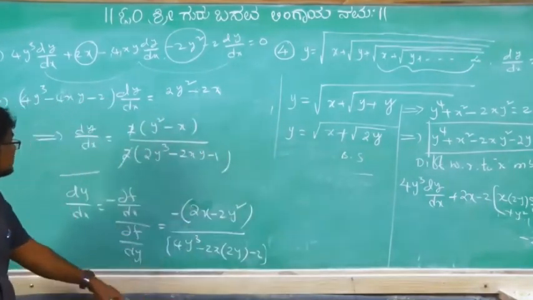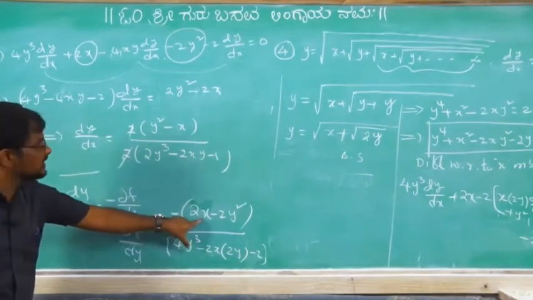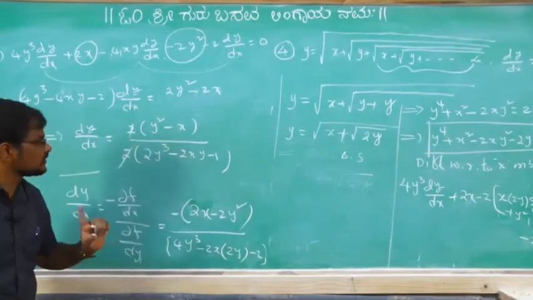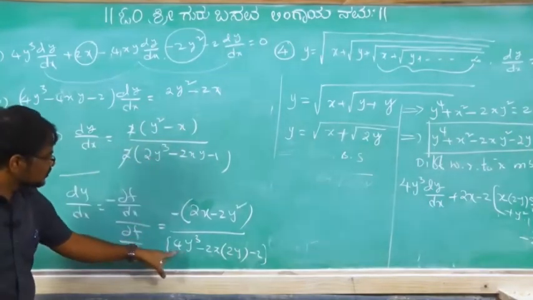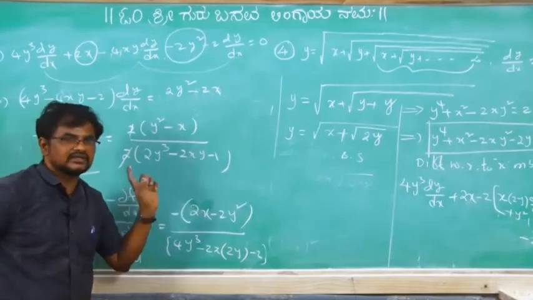Now simplify this one only. Take 2 common and multiply with minus y square minus x by this one only, and here also 2 common, so 2y cube minus 2xy minus 1. So as it is you will get.